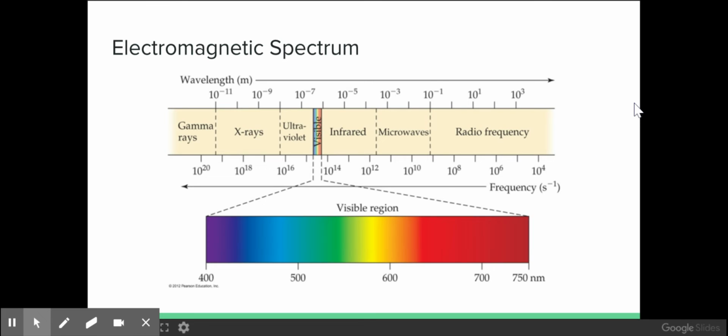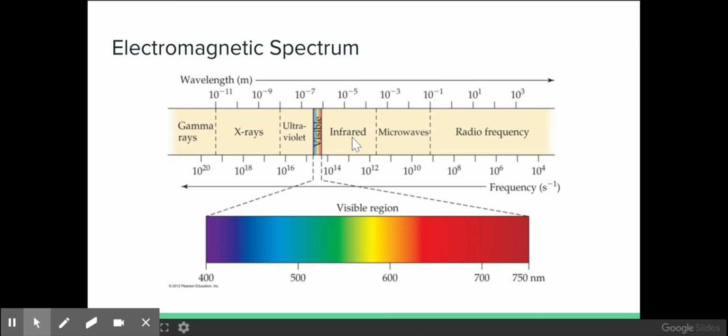You should know the general order with which types of light fall within the electromagnetic spectrum. So gamma rays are the shortest wavelength type of electromagnetic radiation. They're also the highest energy and highest frequency. And then as we go through the spectrum, X-rays are less energetic, UV light is less energetic. Then we hit the visible region, which ranges from 400 nanometers to 750 nanometers. So red light has a longer wavelength than purple light.